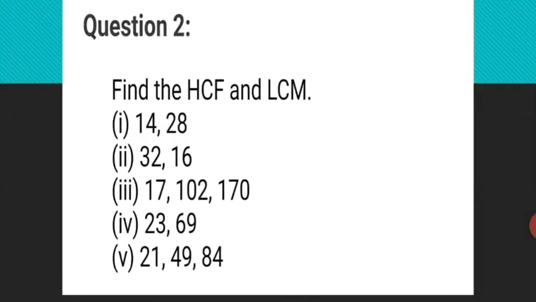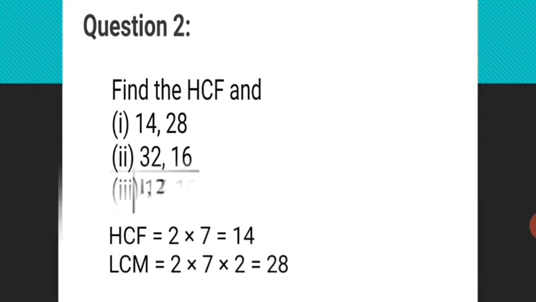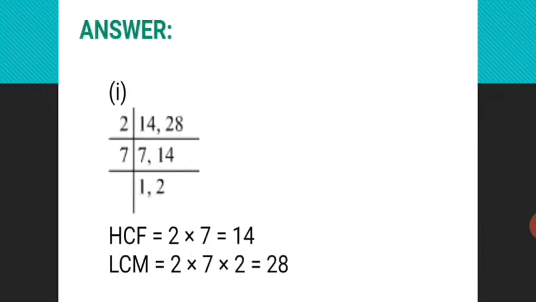Question number 2. Find the HCF and LCM of the following 5 questions which are given to you. Let's solve them one by one. First, 14, 28. 2 sevens are 14, 2 14s are 28, 7 ones are 7, and 7 twos are 14. So we find the common factors.